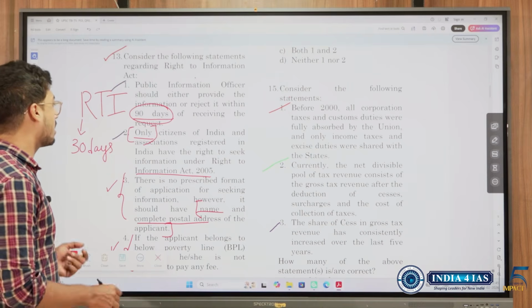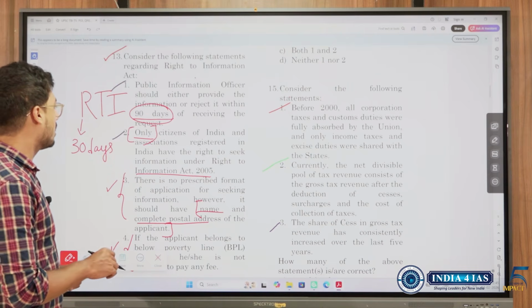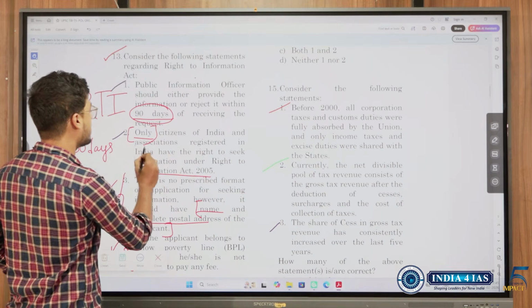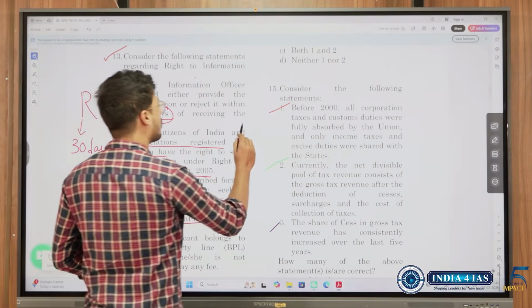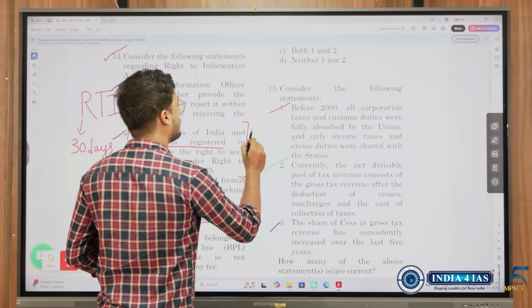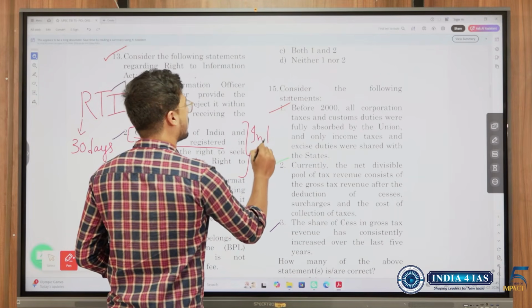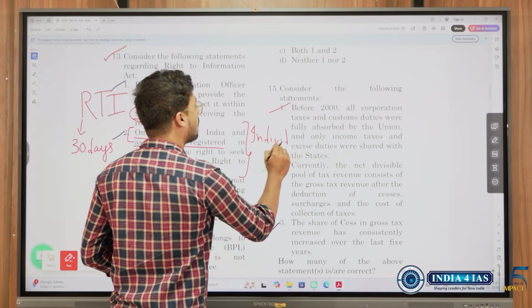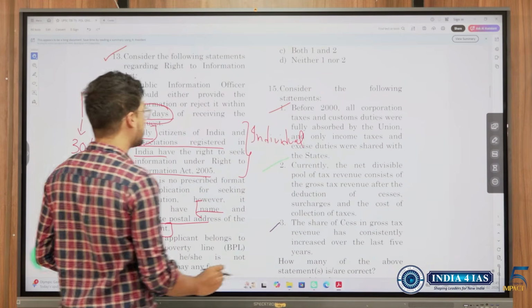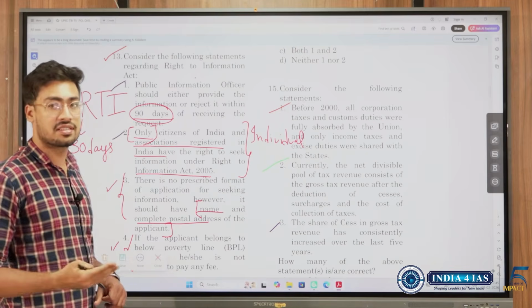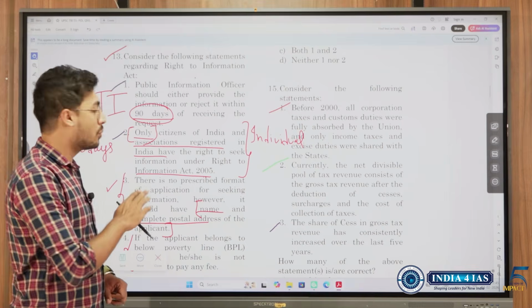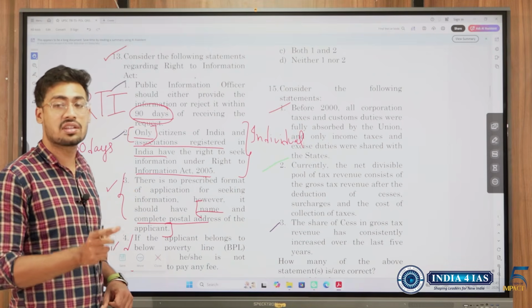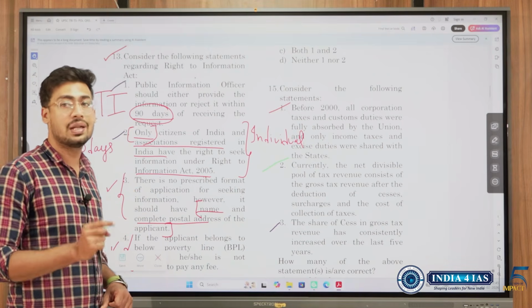Only citizens of India and associations registered in India have the right to seek information. Now here I want you to make note that RTI can only be claimed by an individual, meaning a citizen. It cannot be claimed by legal entities. Legal entities means associations, corporations, companies. They cannot make a claim to RTI. It is only an individual person or the citizen of India who can make a claim to RTI.